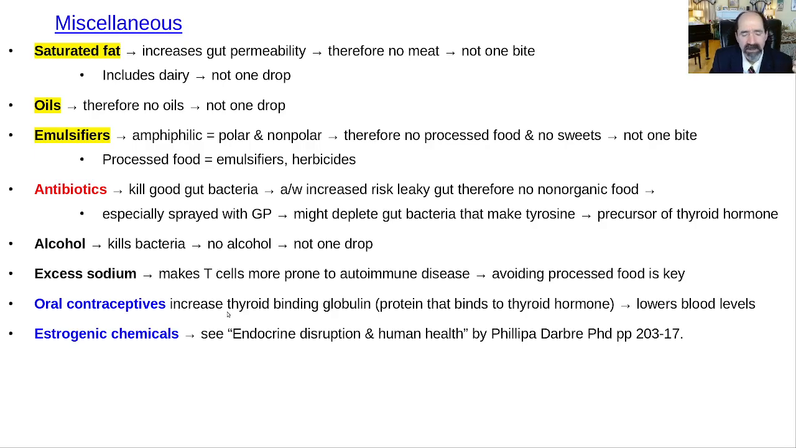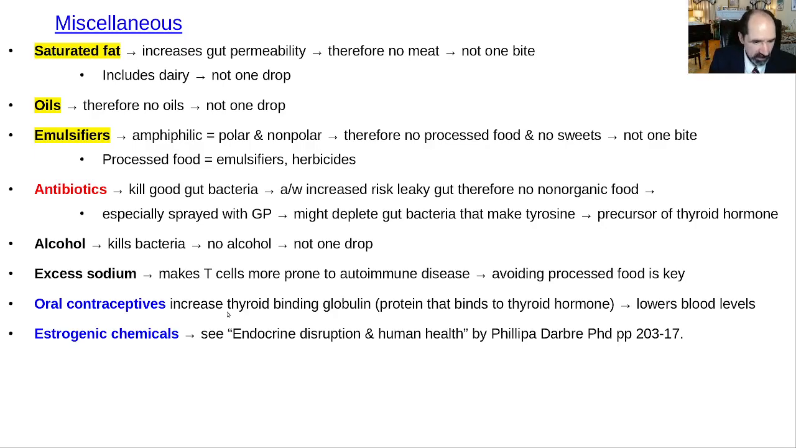Estrogenic chemicals. The big lady who wrote about this, let me show you her book. This is actually quite a good book. Endocrine Disruption and Human Health by Philippa Darby. She's a United Kingdom PhD scientist. She's done a lot of great work on figuring out all these endocrine chemicals. She's the one that did a lot of work to figure out that aluminum and estrogenic preservatives in deodorants were associated with increased risk of breast cancer. So she's good for that.